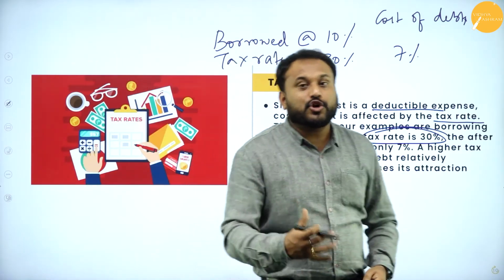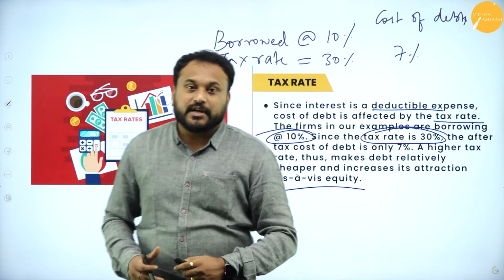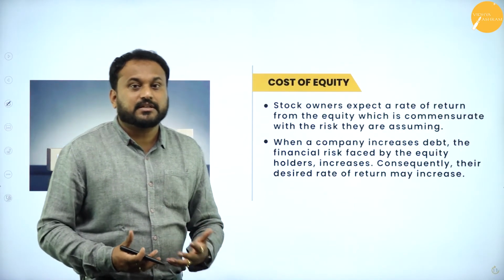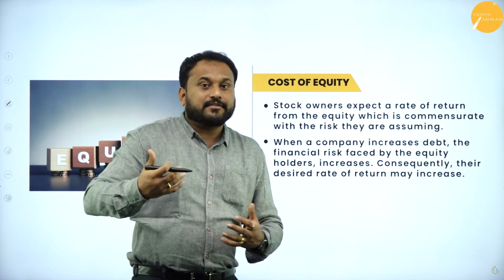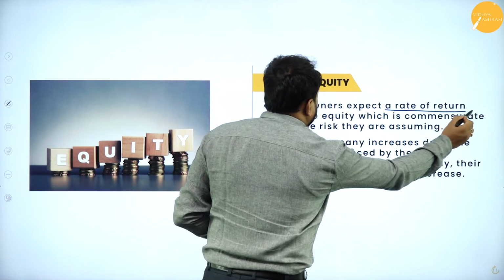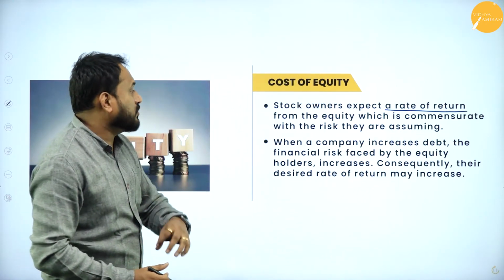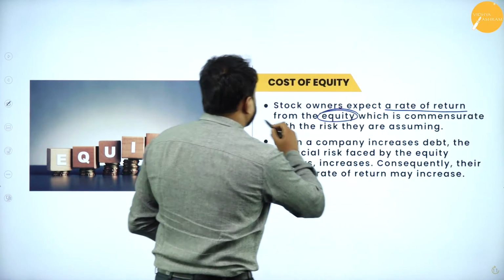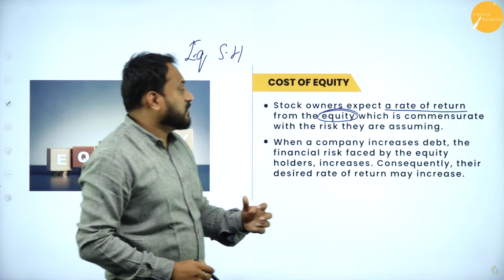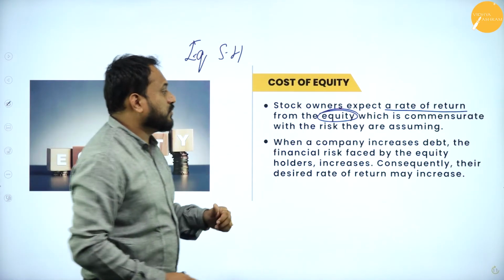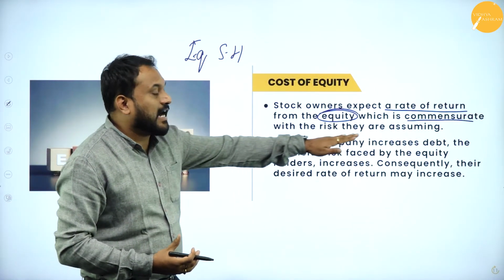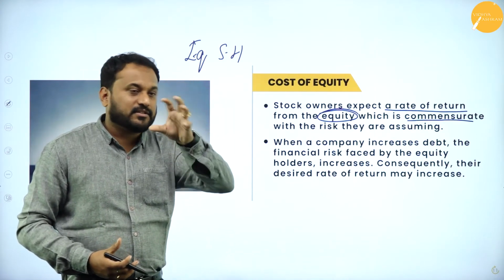Again, it affects the choice of capital structure. The last one we have is cost of equity. Now what exactly is the cost of equity? I told you about the cost of debt. The same way here also, the cost of equity, try to understand. Stock owners expect a rate of return. Who actually expects? The stock owners from the equity. Now you have equity shareholders, right? With the risk they are assuming, it is commensurate. They have assumed a certain kind of risk.